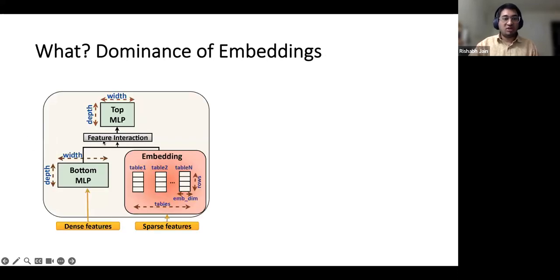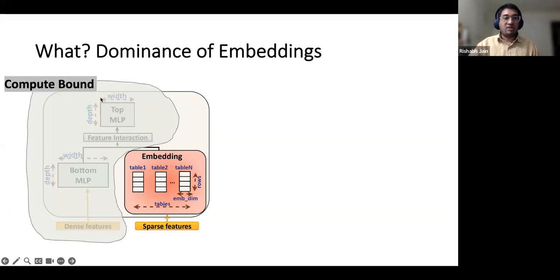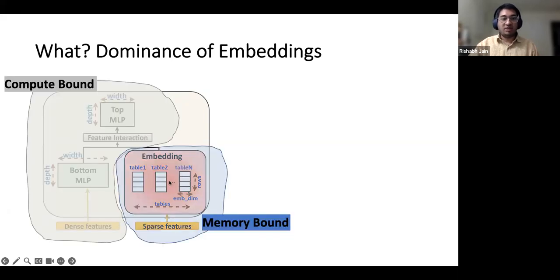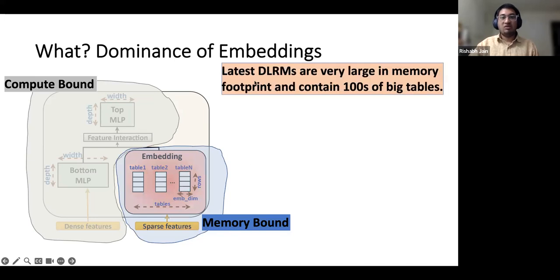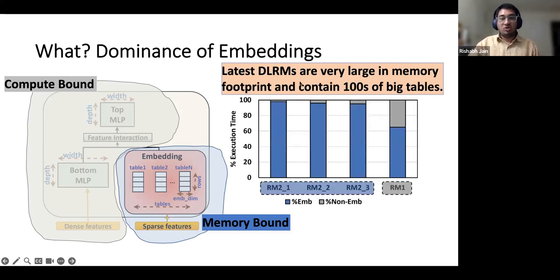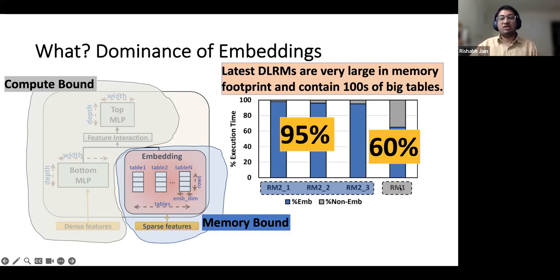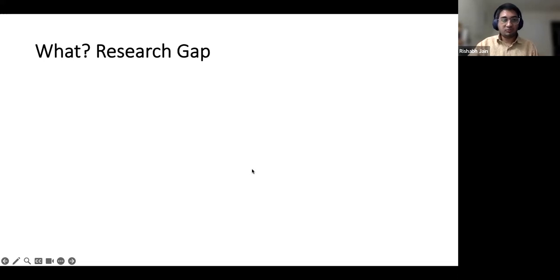So let's look into the model architecture where there are 4 stages. The non-embedding stages are compute bound, while the embedding stage is very memory bound. We note that the latest DLRMs are very large in memory footprint and they contain hundreds of big tables. Towards this, we consider RM2 and RM1 class of models. The following figure shows the batch latency execution breakdown, where we note that RM2 class has about 95% or more embedding contribution, while RM1 has about 60%.